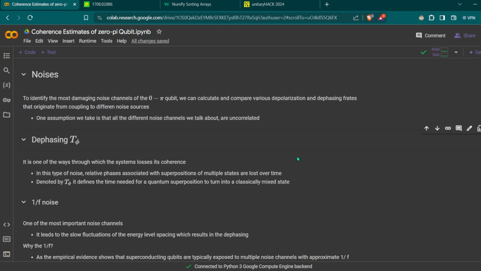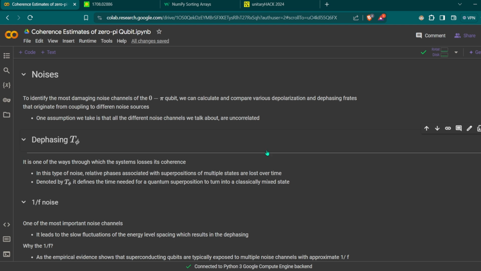Now let's have a look at the noises which are expected while we study the 0 pi qubit. To identify the most damaging noise channels of the 0 pi qubit, we can calculate and compare various depolarization and dephasing rates that originate from coupling to different noise sources. While considering the noises, one assumption is that the different noise channels we talk about are uncorrelated, which means that taking into consideration one noise channel doesn't actually affect the other noise channels.